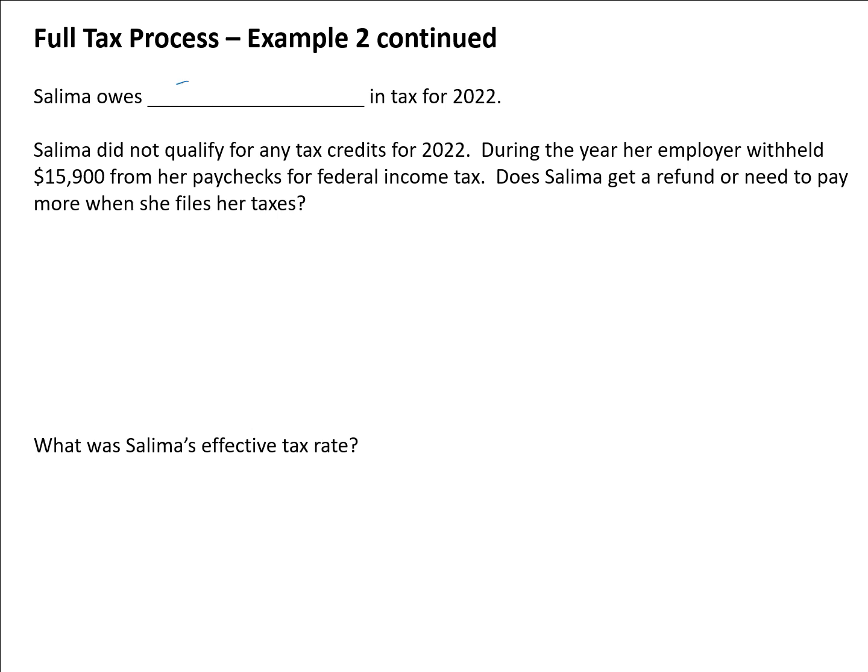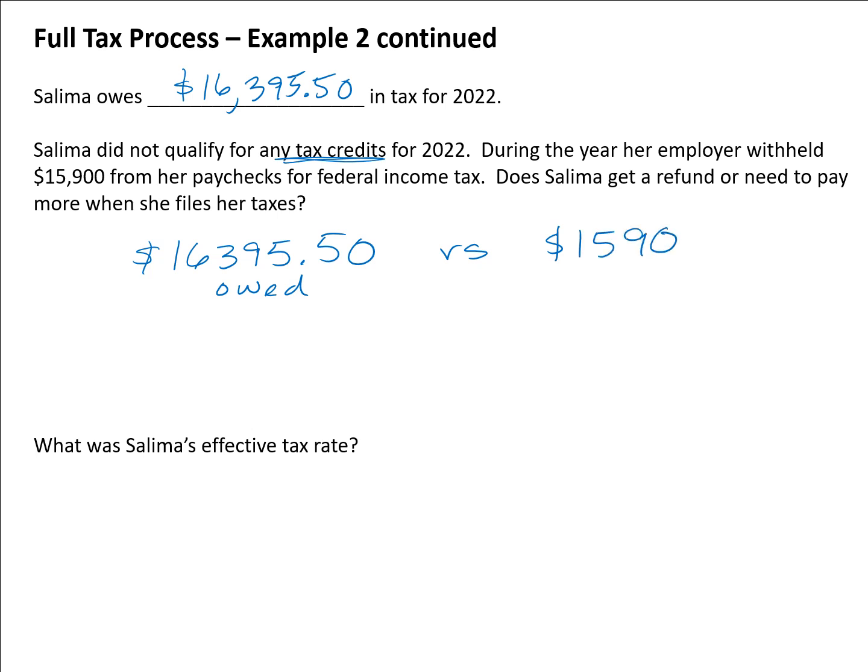All right, so we've worked out how much she owes, $16,395.50. What we can now do is look at what she's withheld and whether she has any tax credits to work out whether she gets a refund or needs to pay more. So Salima did not qualify for any tax credits. Sometimes that's just the way things happen. So no tax credits for her, so we don't reduce the tax by anything. So next we look at her withholdings. So she owed $16,395.50 and she had $15,900 that was withheld or basically paid.